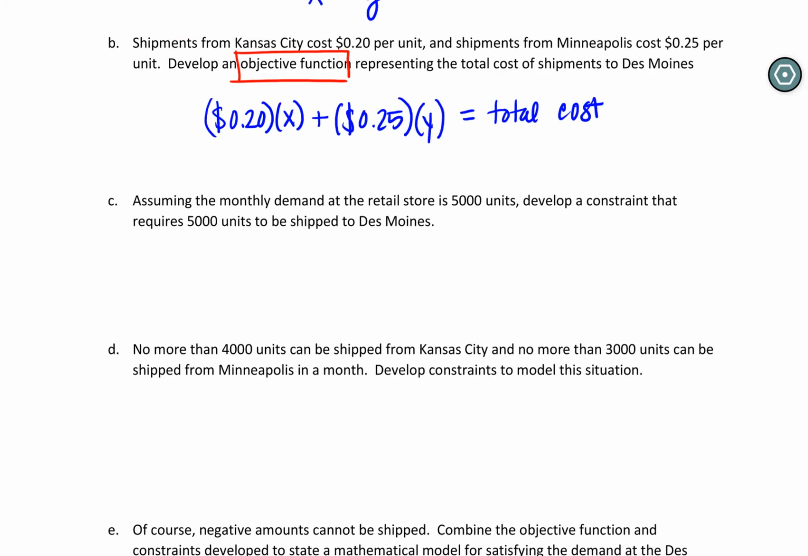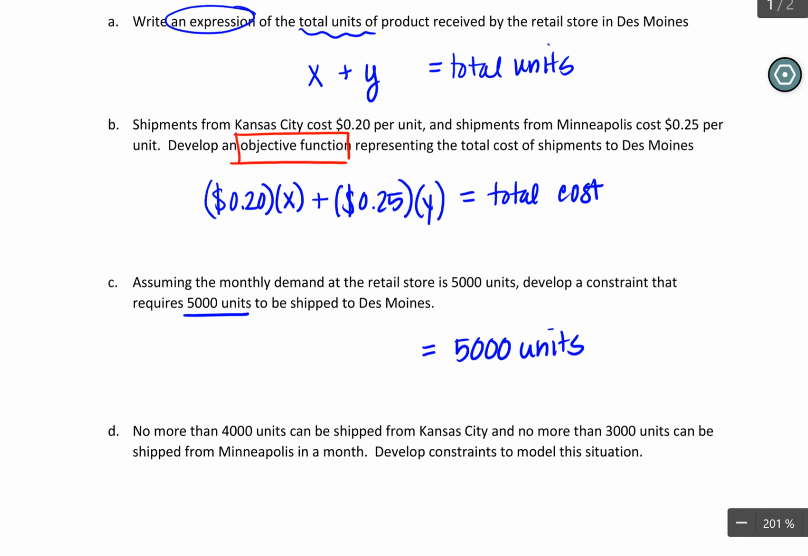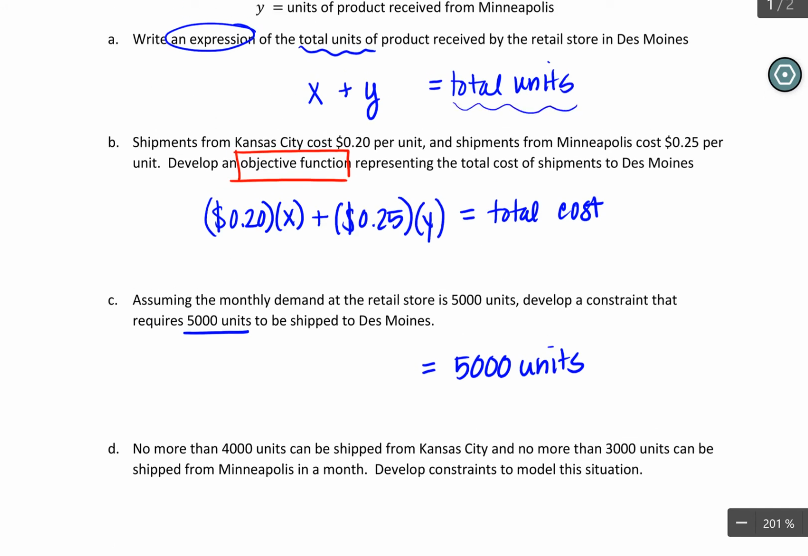That brings us to part C. Assuming the monthly demand at the retail store is 5,000 units, we need to develop a constraint that requires 5,000 units to be shipped to Des Moines. So we need to figure out what is going to equal the 5,000 units shipped to Des Moines. Part C is very similar to Part A. Now in Part A, we didn't know the total units. Here we do. We're told that that equals 5,000. So whatever we get from Kansas City added to whatever we get from Minneapolis must equal 5,000 units.